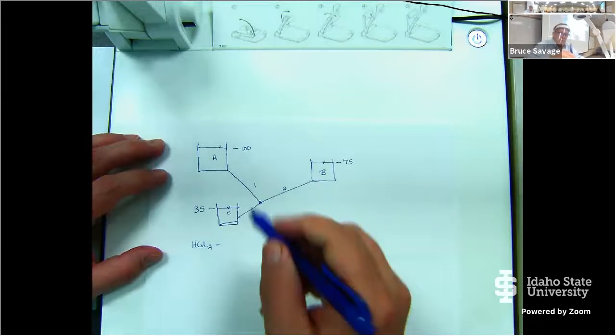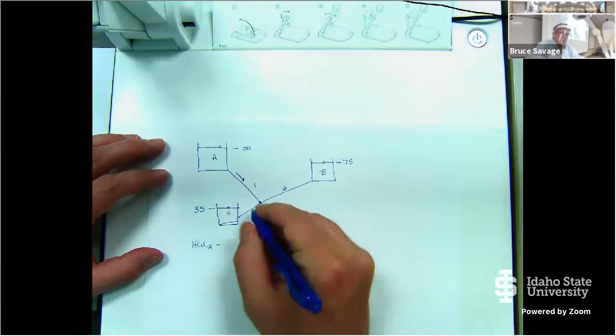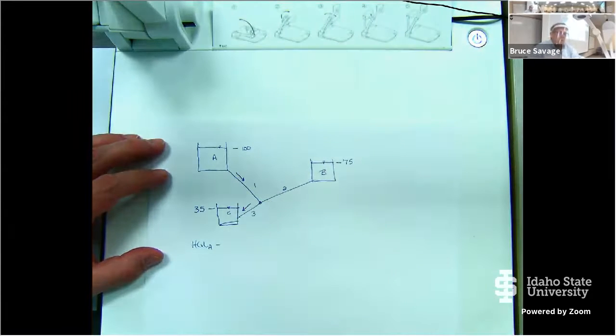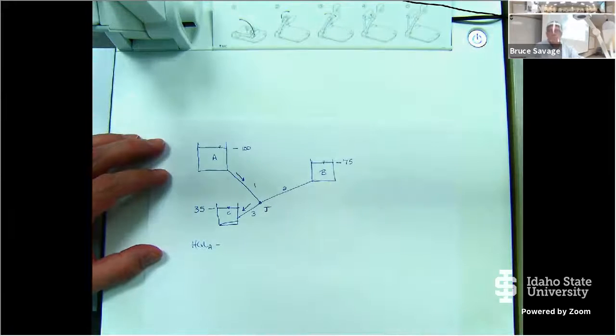So look at this. I know that the flow goes from A down to the junction, and I know that it goes from the junction down to C. But I don't know what's going on at B, right? Hopefully we've clearly identified that fact. We don't know what's going on at B. We don't know if the flow is coming from B or to B.